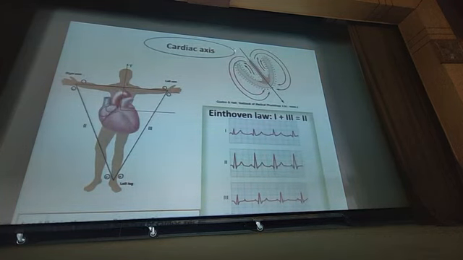So this is the cardiac axis, the sum of all the electrical excitability of the heart. This is the sum of the potential of the electrical excitability. This is Einthoven's law.